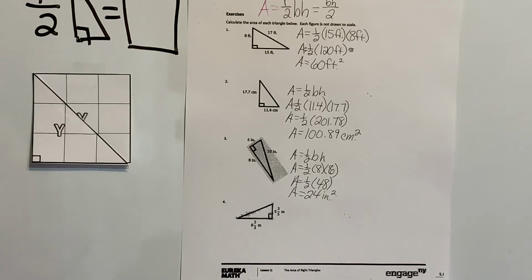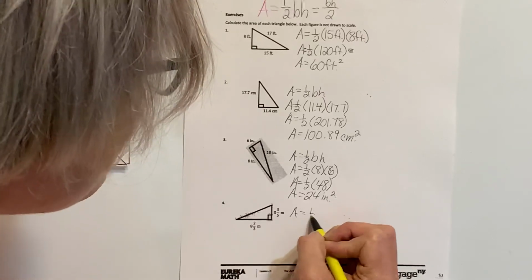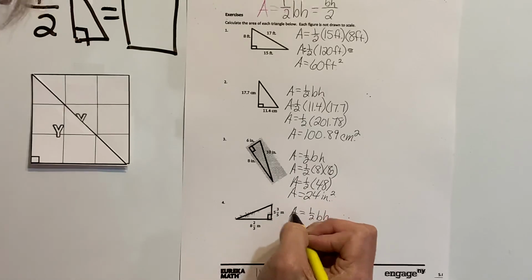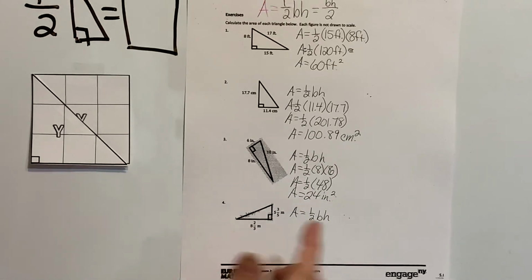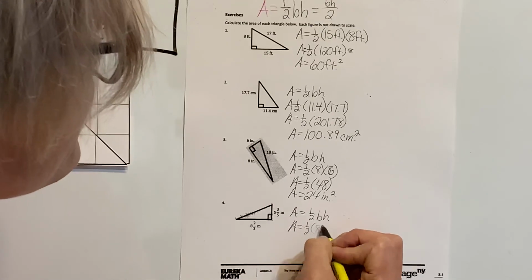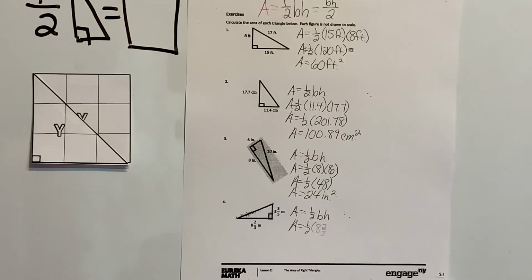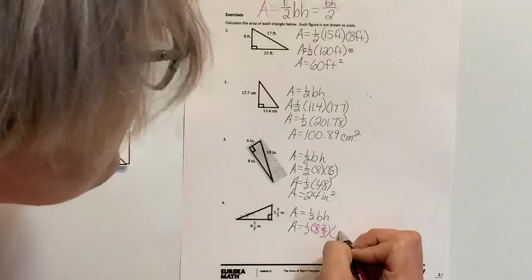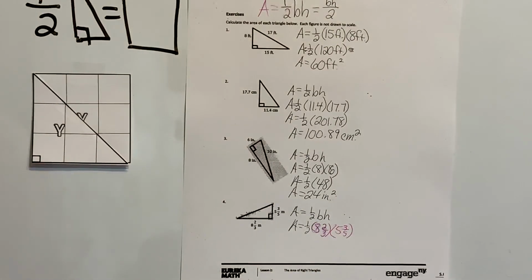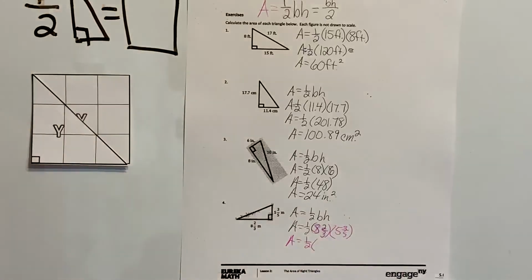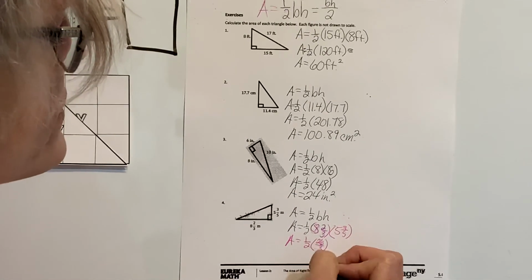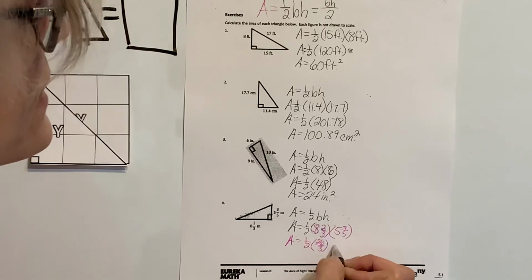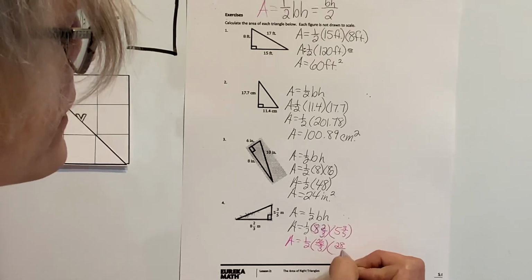Number 4. Number 4, again, area equals half base times height. So my base is 8 2/3. My pens keep running out. 8 2/3 times my height, which is 5 3/5. All right, so now I cannot multiply this until I change this into improper fractions. So I've got my area is half 26/3. I've got 24, 25, 26. And then I've got 25, 26, 27, 28 fifths.